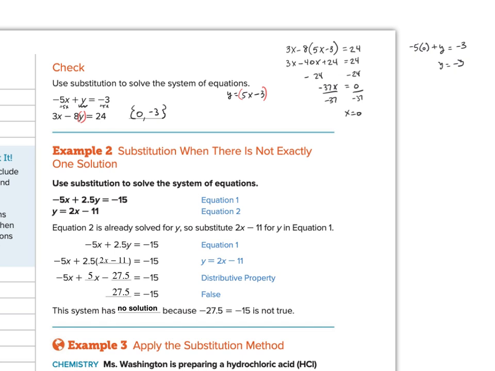And then they said, now that you have x, plug it back in, and we have negative 5 times x, or negative 5 times 0, plus y is equal to negative 3.